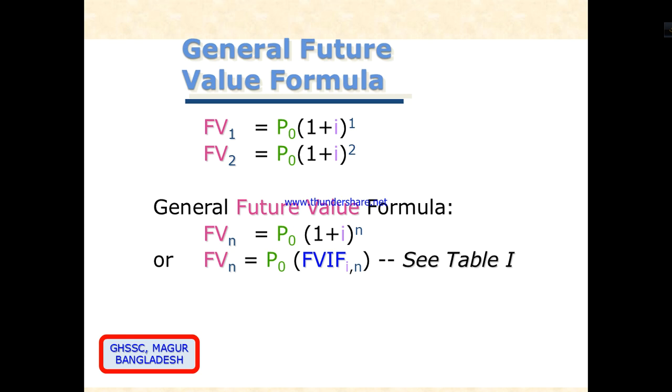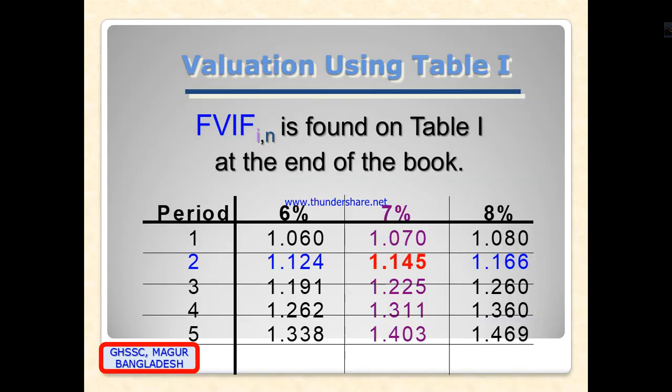If you want to use the table, then you may calculate compound interest by using the factor table. If you want to calculate future value by using the table, then it is P0 times the present value interest factor, with interest and number of years or number of periods. Okay, let's go to the formula for practical purpose. The value using the table, the present value interest factor, is found on the table at the end of the books.